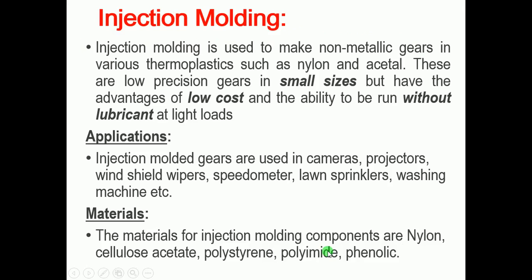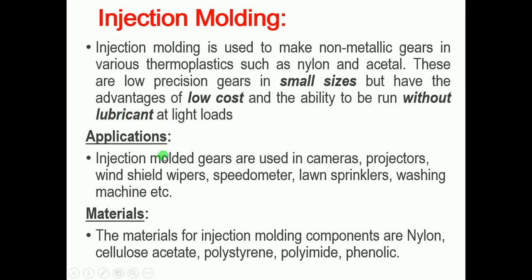The next method is called injection molding. Injection molding is used to make non-metallic gears in various thermoplastics such as nylon and acetates. These are low precision gears in small sizes. They are generally produced in small sizes using the injection molding process, but have the advantages of low cost and the ability to run without lubricants at light loads.